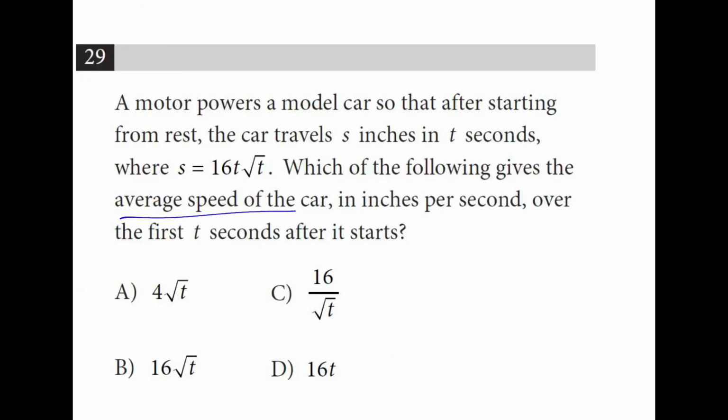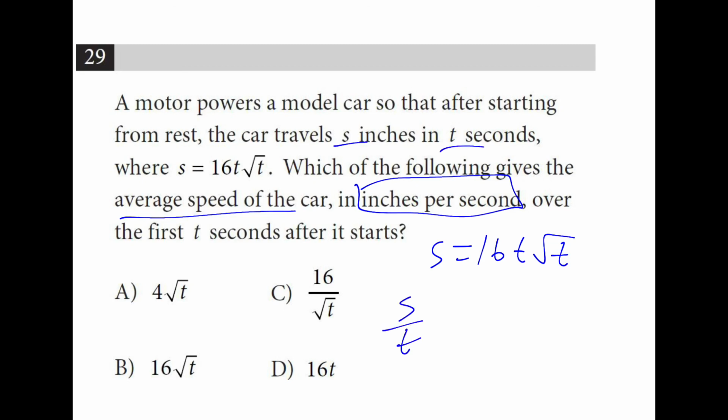Average speed of the car in terms of the other variables. So if we're looking at S is equal to 16t times square root of t, they want to know inches per second. If S is inches and t is seconds, we're looking for S over t is equal to something. So we have to solve this for S over t.